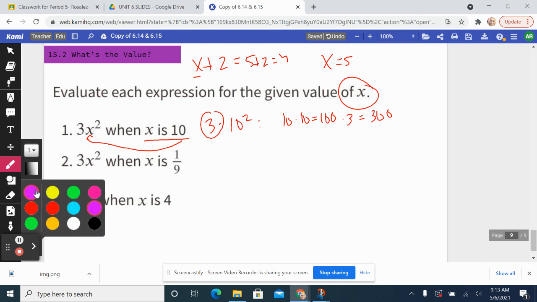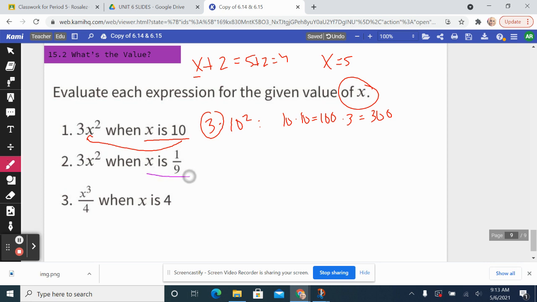Now, number 2, I'm going to switch colors just so you know where I'm at. Your rule is, well, x is 1/9. Okay, so I'm going to rewrite 3 times 1/9 squared, right? This just becomes 3 times 1/9 times 1/9. Well, you could just do this. You don't need to really even rewrite it. Just put it over 1. Well, 3 times 1 times 1, and that's just 3. And then 9 times 9 is 81. Right? Well, you could reduce those. You could divide each of those by 3. So 3 divided by 3 is 1. 81 divided by 3 is 27. So that would be your answer for number 2.